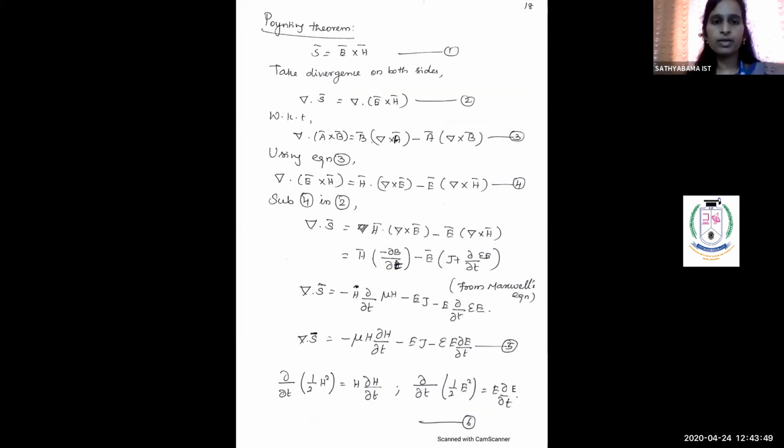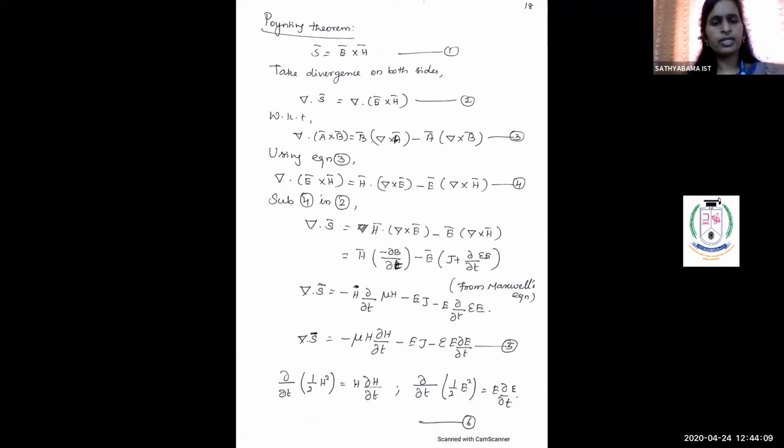Next, we are going to derive the Poynting theorem. We are taking the Poynting vector, that is S vector is equal to E vector cross H vector. Now, we are going to take divergence on both sides. So del dot S vector is equal to del dot E vector cross H vector. This is going to be our second equation.